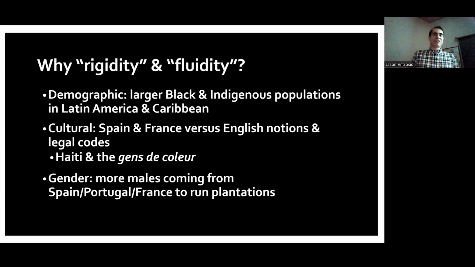There's also obviously a gendered aspect to this. We've talked about this, that in the Anglo world you had more families coming over, whereas in the Spain, Portugal, France colonies, from the time of the conquistadors, it would be people coming over to make their fortune or to run the plantations. Although again, this happened a lot in the United States too, these unions might happen more frequently or be more a part of that society.